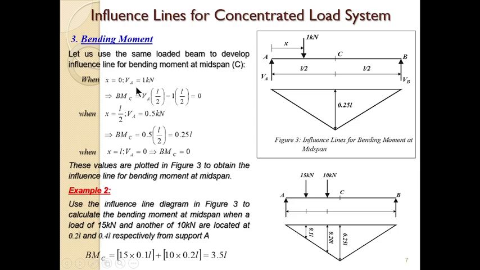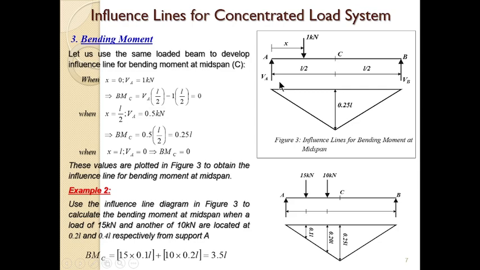And what will be the bending moment? We have to define bending moment again. Bending moment is the algebraic sum of the moment of forces either to the left or to the right of a section. So if we stand at point C, we are taking bending moment at point C. We say when x equals 0, VA equals 1 kilonewton. That means when x is 0, the 1 kilonewton load will be directly on top of VA. So there will be two loads on the left and right side of C.